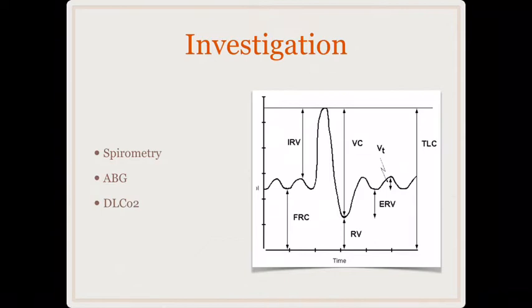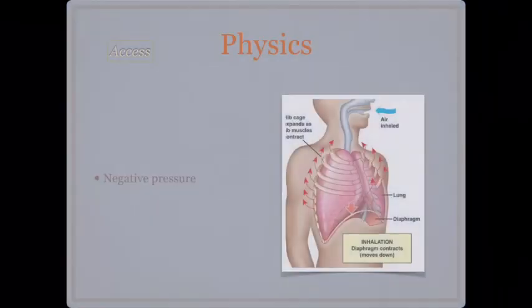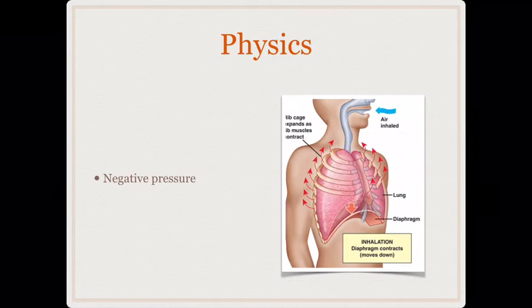So we have chest X-ray and CT scan to assess the anatomy of the lesion, and we have spirometry, ABG and DLCO to know the function of the lung. So those are the two sets of investigations. So now next we move on to the access. So access means what is the incision we use to get inside the thorax.